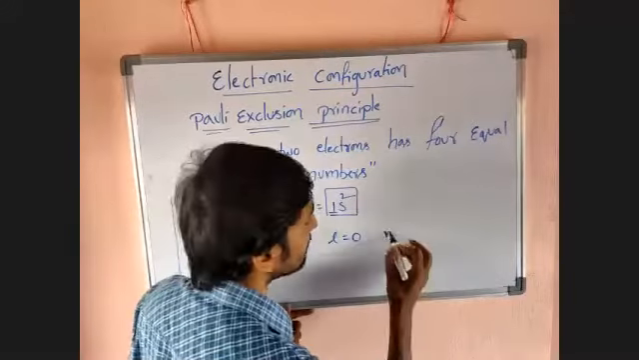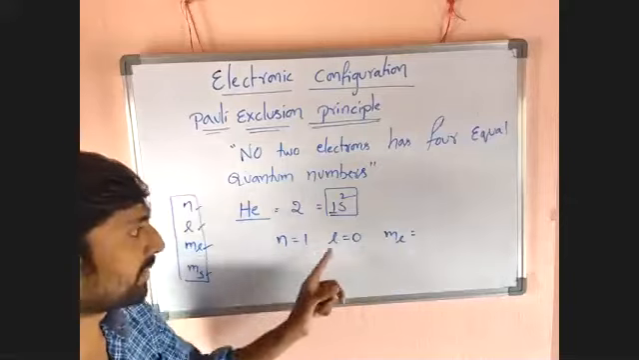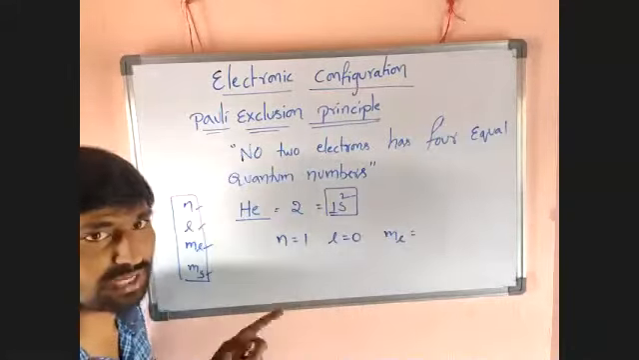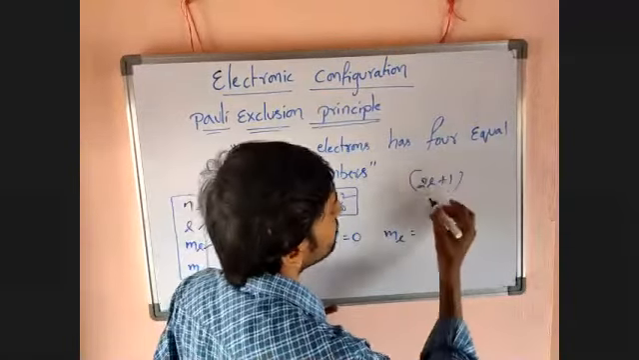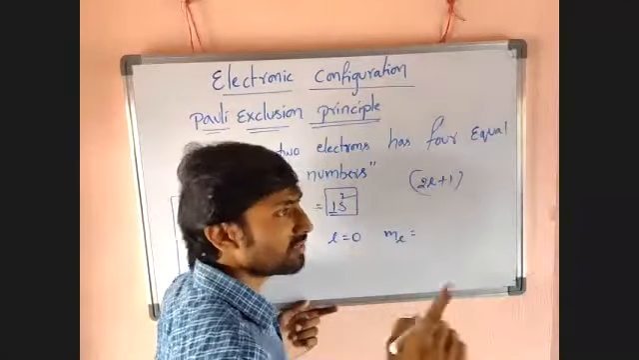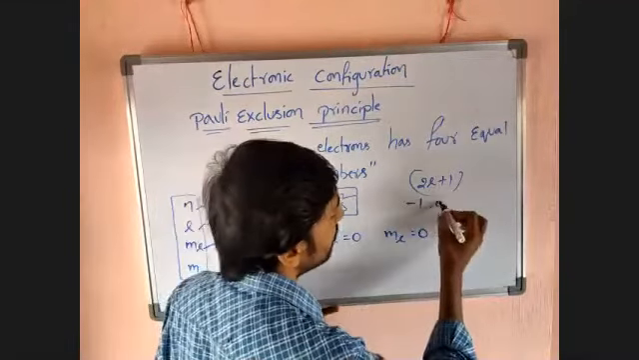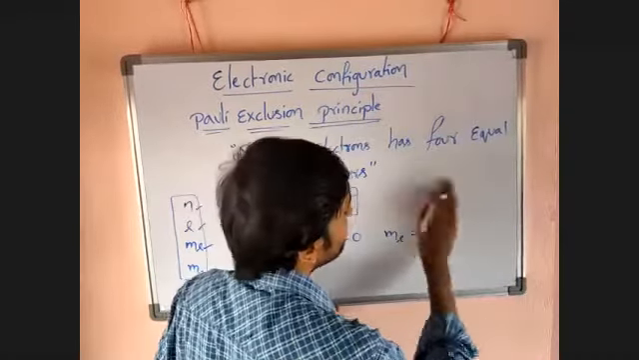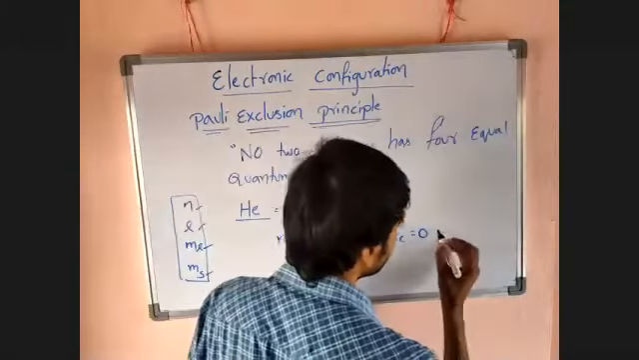ml is how much? ml is the magnetic quantum number and depends on the l value. So 2l plus 1 number of ml values are possible. 2 into 0 plus 1, only 1 value is possible, and that value is 0. If 3 values are there, it is minus 1, 0, plus 1. If only 1 is there, you have to consider 0.